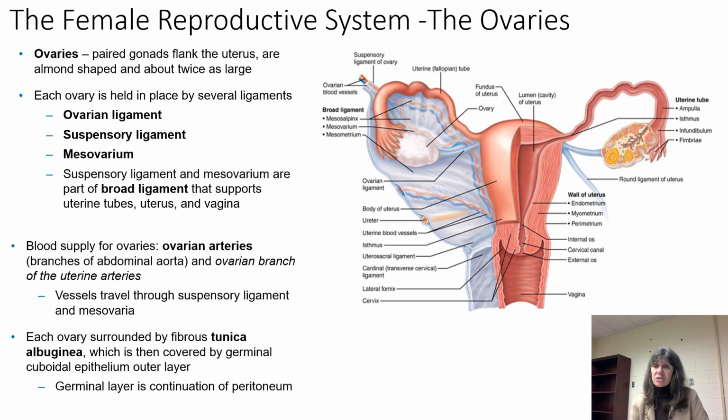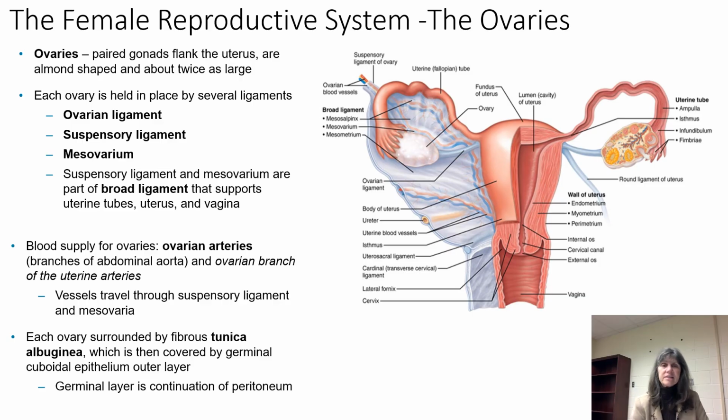This is going to take us to the female gonads, which are the ovaries. They're paired gonads that are found on either side of the uterus. They're shaped like almonds and are about twice the size of an almond each. And each ovary is held in place by several ligaments.